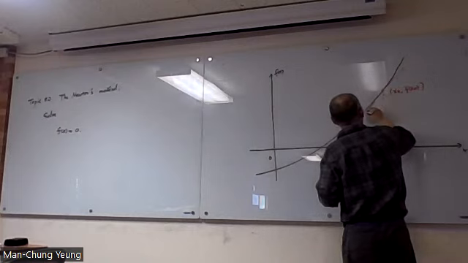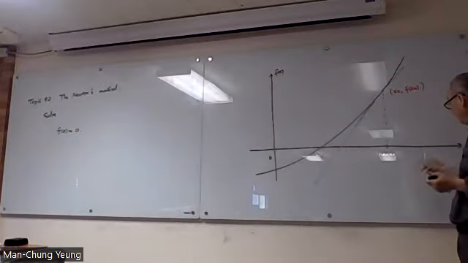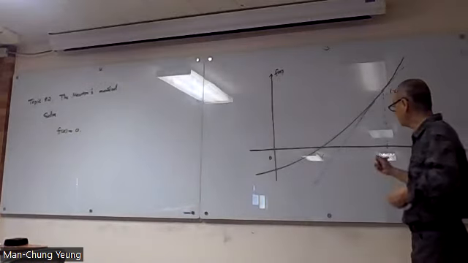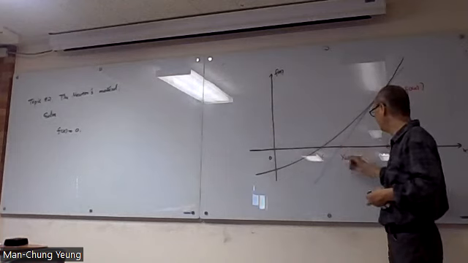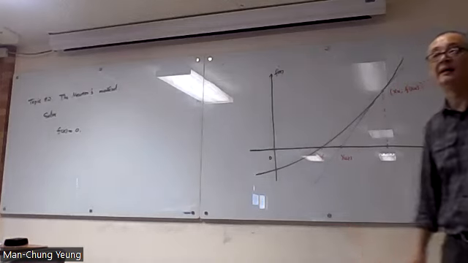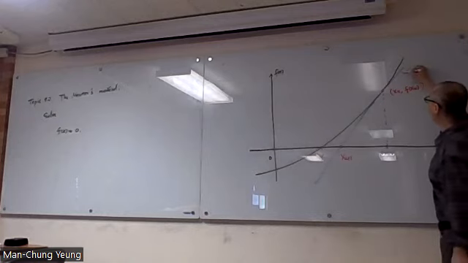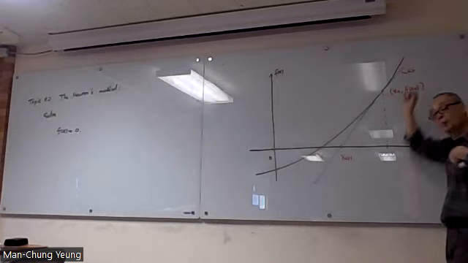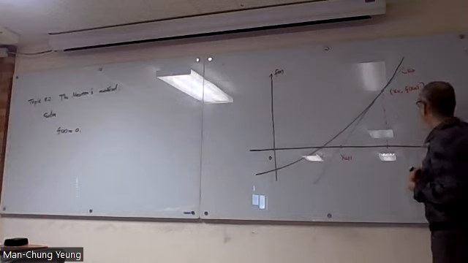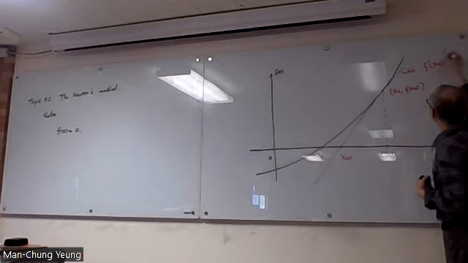The tangent line intersects the x-axis at a point. This point has coordinate xk plus 1. What is the formula for xk plus 1? The slope of this tangent line is the derivative at xk.